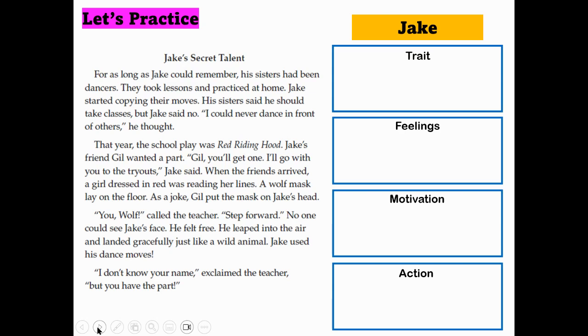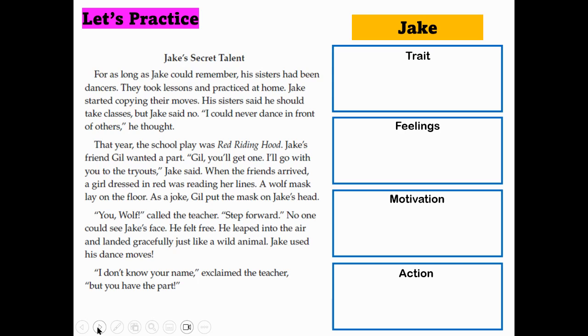That year, the school play was Red Riding Hood. Jake's friend Gil wanted a part. Gil, you'll get one. I'll go with you to the trials, Jake said. When the friends arrived, a girl dressed in red was reading her lines. A wolf mask lay on the floor. As a joke, Gil put the mask on Jake's head.